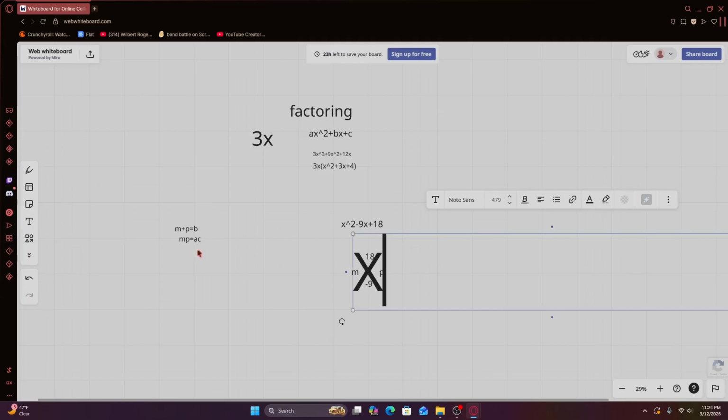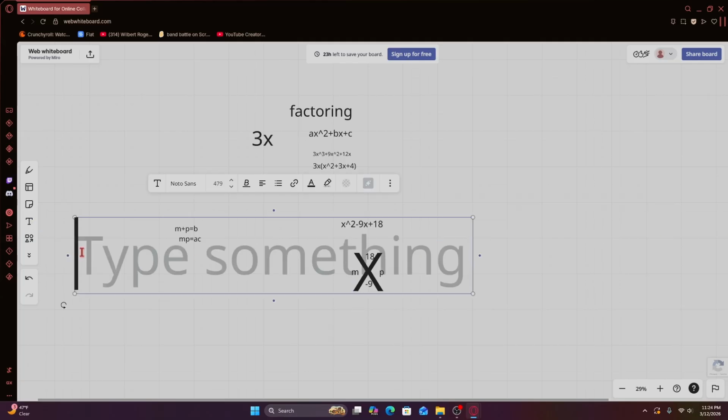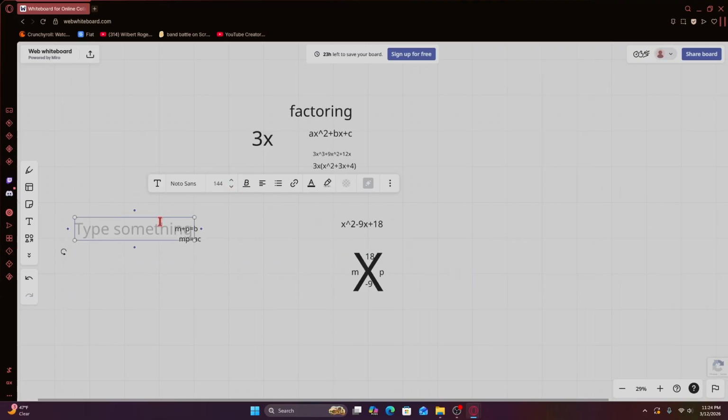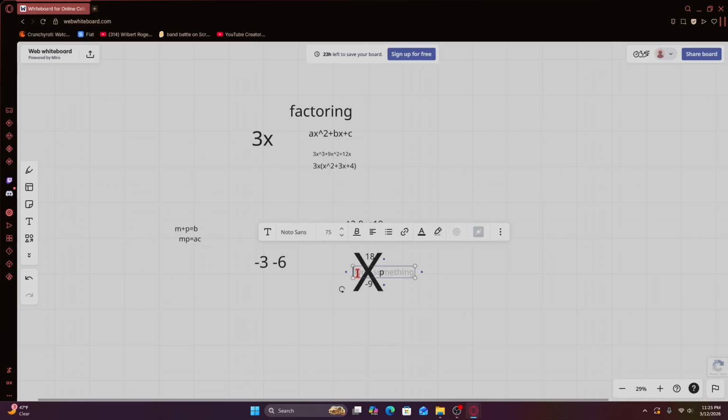So of our negative factors of 18, I won't list them all, the two that we need are negative 3 and negative 6. This is our M and our P. When you multiply these two numbers together, you get positive 18, but when you add them, you get negative 9, making this a factorizable equation, so it is non-prime.